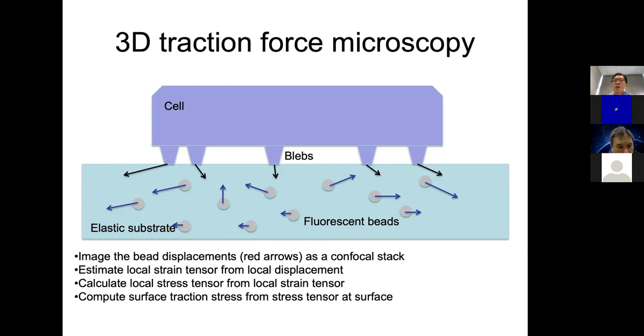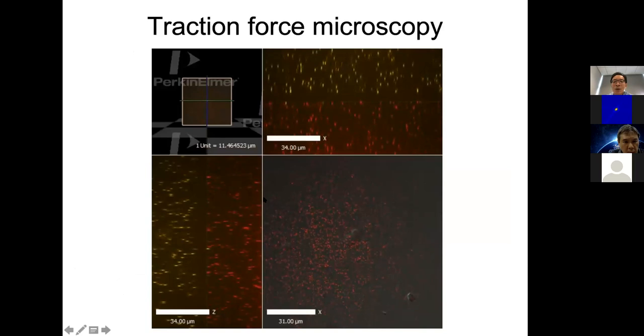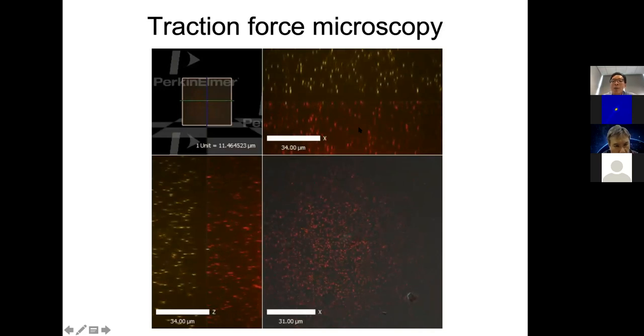And then once we have the full 3D strain field, the strain tensor field, we can then locally calculate the stress field. This is just a simple inverse problem. So we actually set up this system. In this case, we use two color beads. Yellow beads are the gel at the top, red beads are the gel at the bottom.